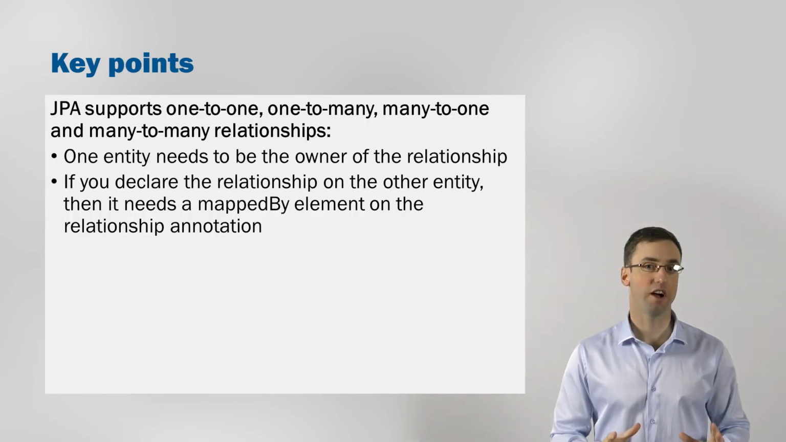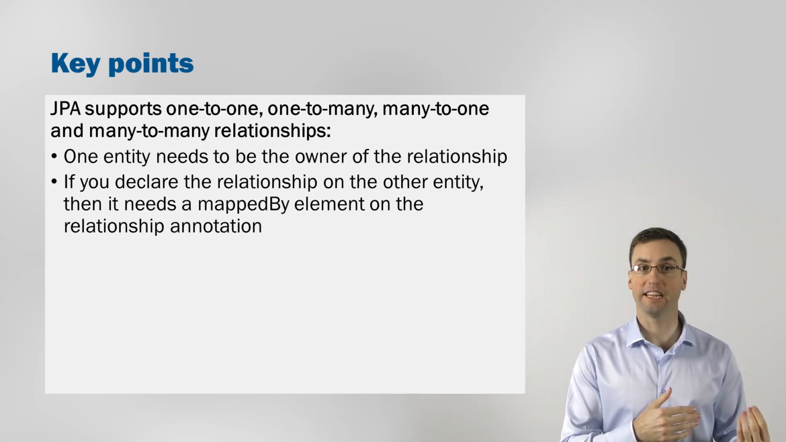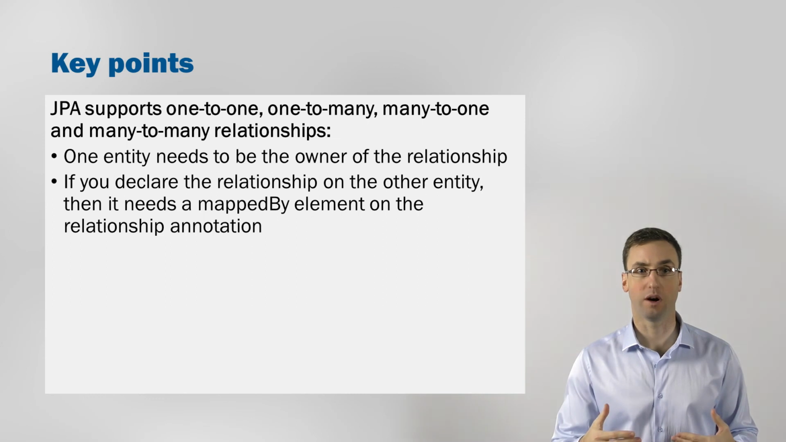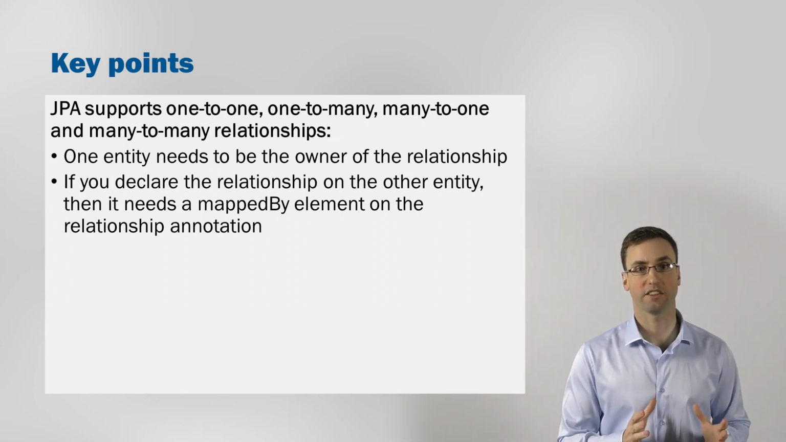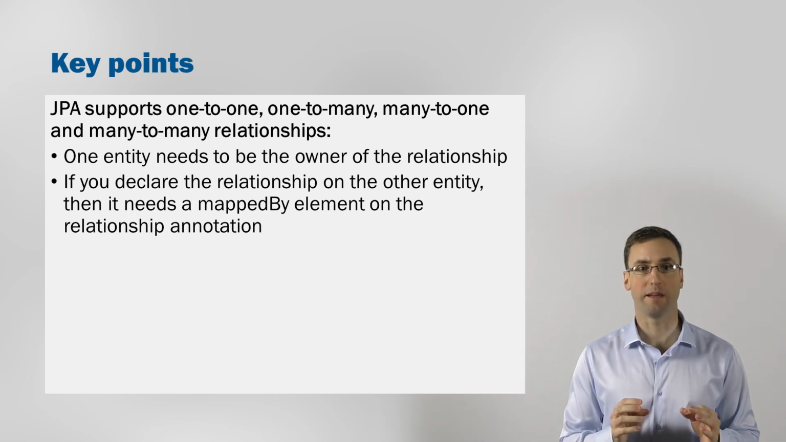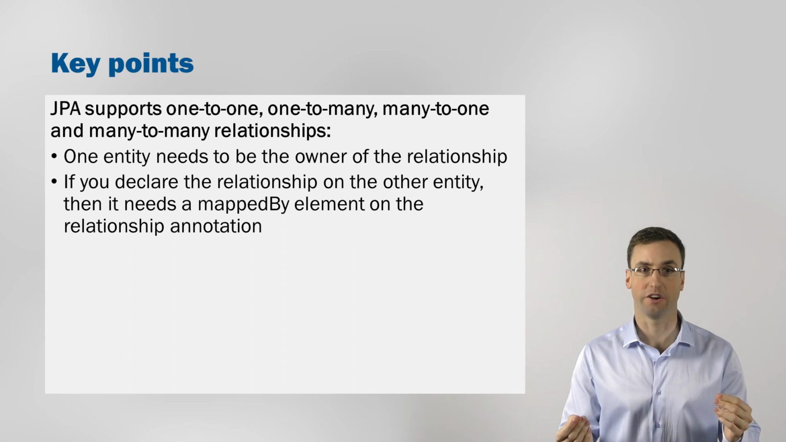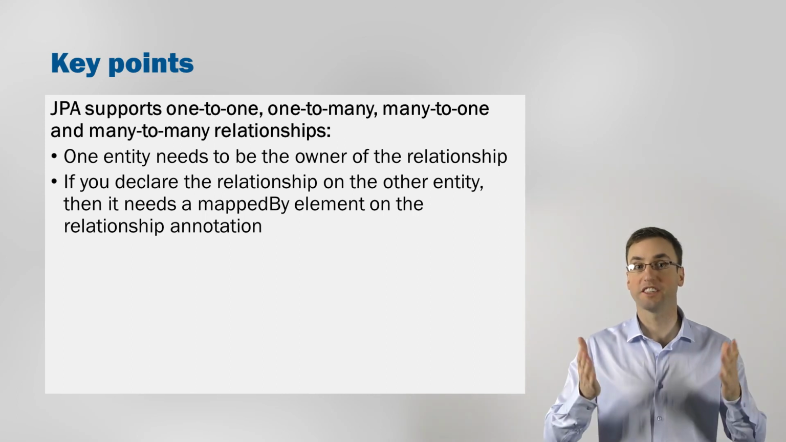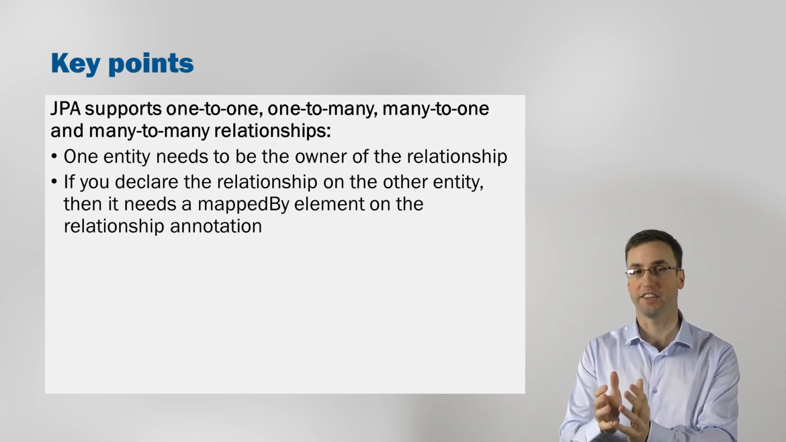So in this video, I've covered how JPA handles relationships. If you understand the meanings of the multiplicity annotations, one-to-one, one-to-many, many-to-one, and many-to-many, then relationships in JPA should not be too complex. The most important thing to remember is that if you declare both sides of a relationship, then one of them needs to be the owner, and the other one needs a mapped by element on the relationship annotation. Of course, if you've only declared one side of an annotation, then that declared side is by default the owner.